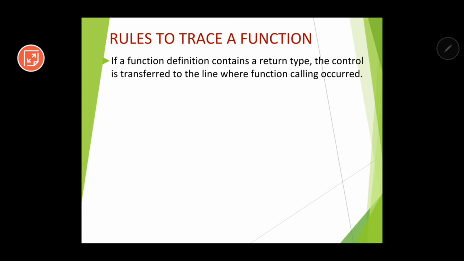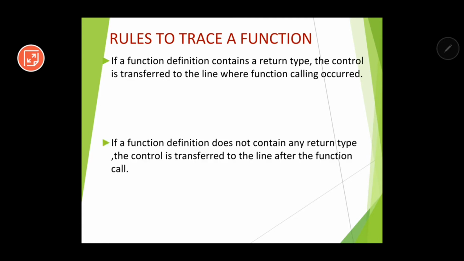The second rule says that if a function definition does not contain any return type, it's not mandatory that a function has to contain a return type. It may contain a return type or it may not. If a function definition does not contain any return type, then the control is transferred not to the function calling line but to the next line after the function call. Let's see what these rules mean.